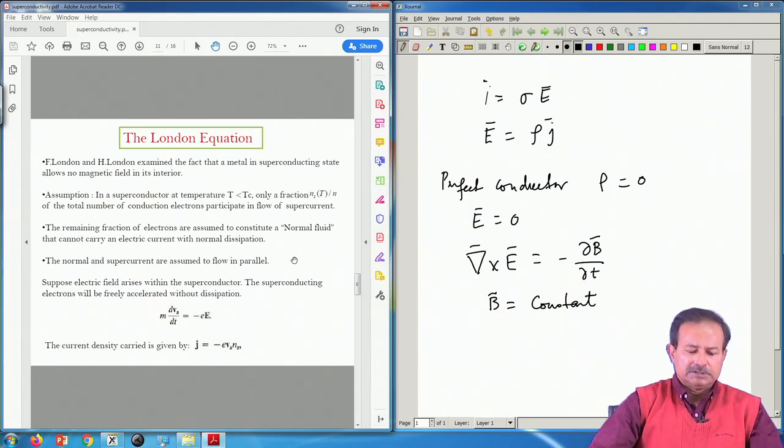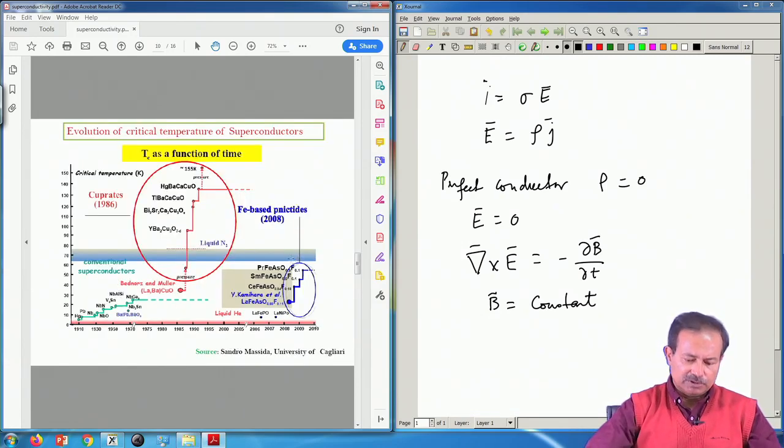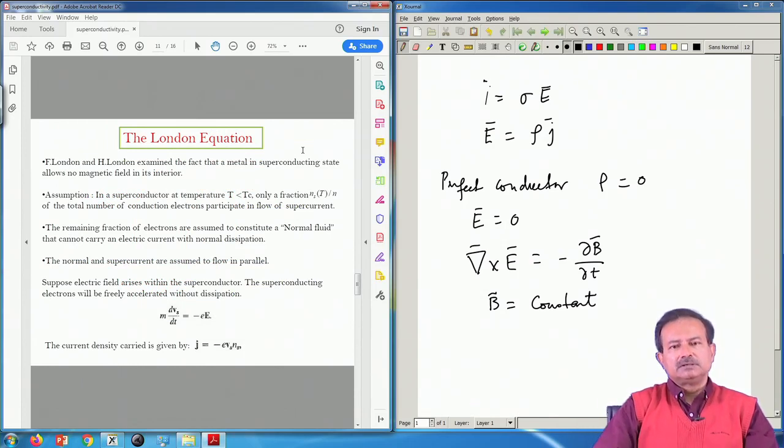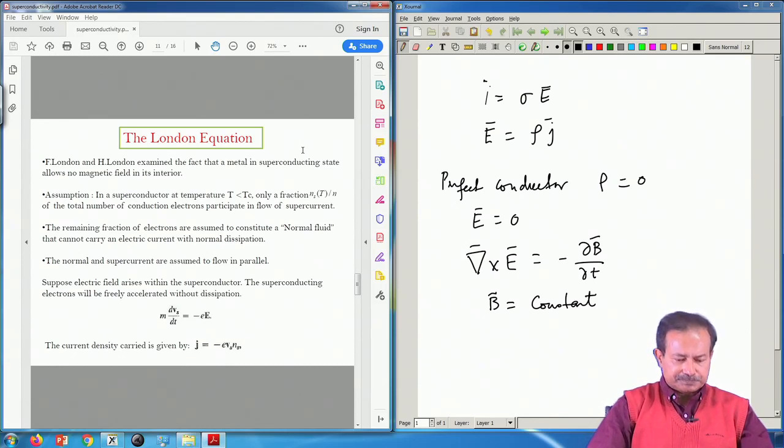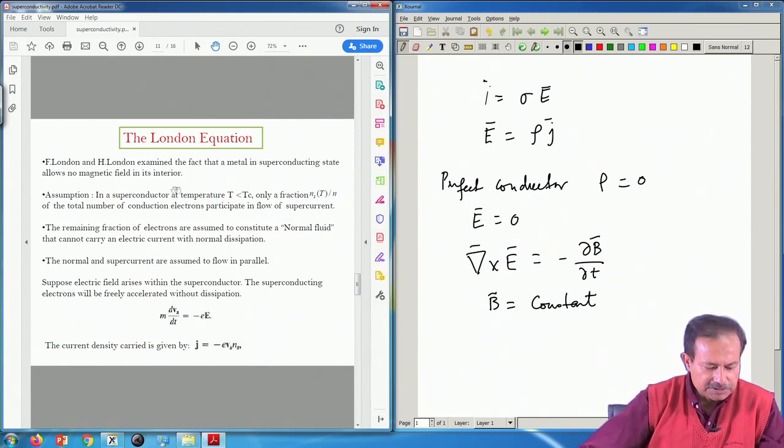Okay. Then of course, once this phenomenology is in place, let us discuss the earliest understanding of superconductivity as we go along. And one of the earliest equations that was put forward by London and London, two brothers, that tried to explain superconductivity in a phenomenological way, was the London equation. So, that is what I will come to. So, let us just discuss what it did.